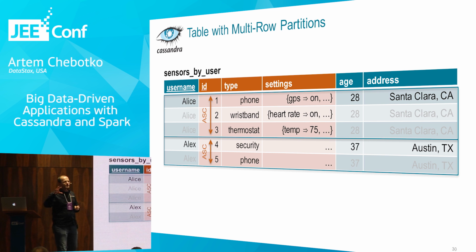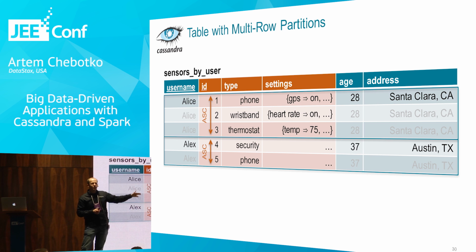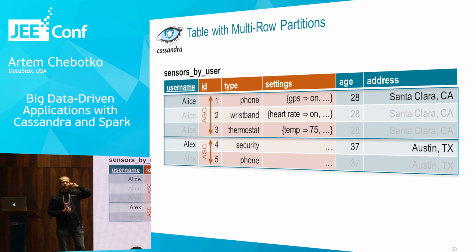I'm going to take the sensors and nest them under user partitions, essentially. So I have two partitions in this example. Each one belongs to a different user, and each partition has multiple rows: the sensors that user owns. I have 3 rows in the first partition, and by default the rows are sorted based on ID. ID in this case is now called the clustering key. So username is still the partition key, but ID is a clustering key.